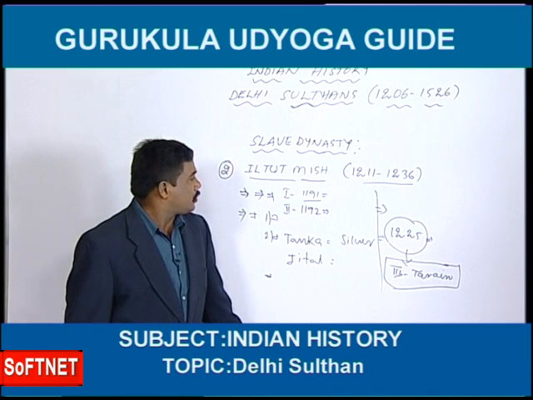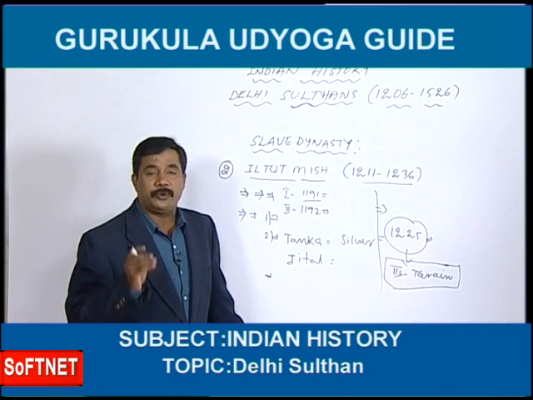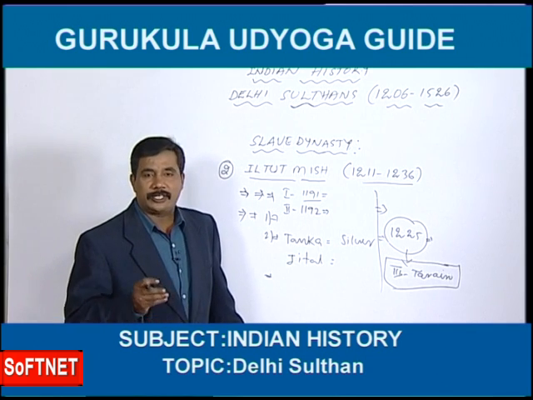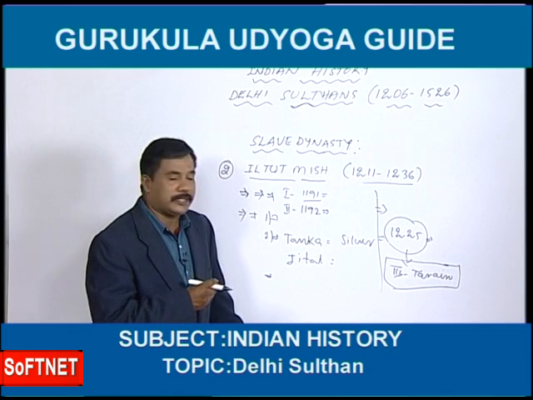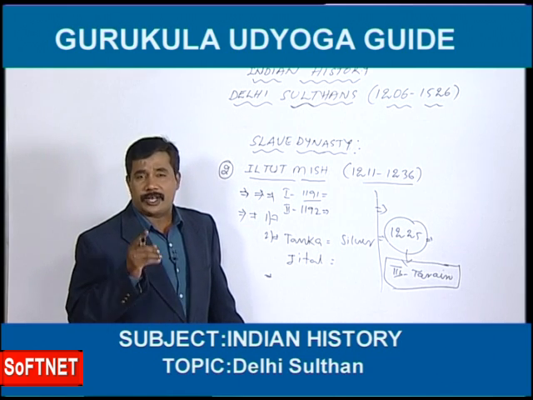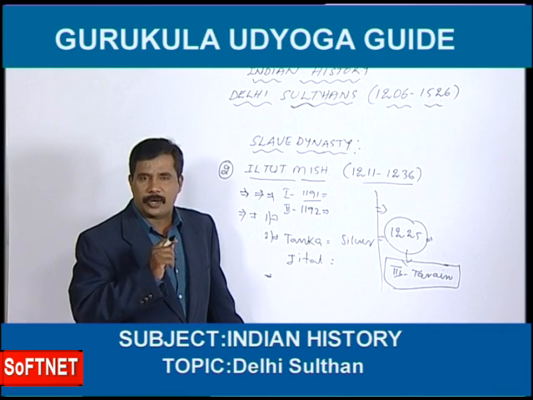But whatever, Iltutmish was a great ruler and great administrator. After Iltutmish, his successor was Ruknuddin. Ruknuddin was inefficient; he had no administrative skills.